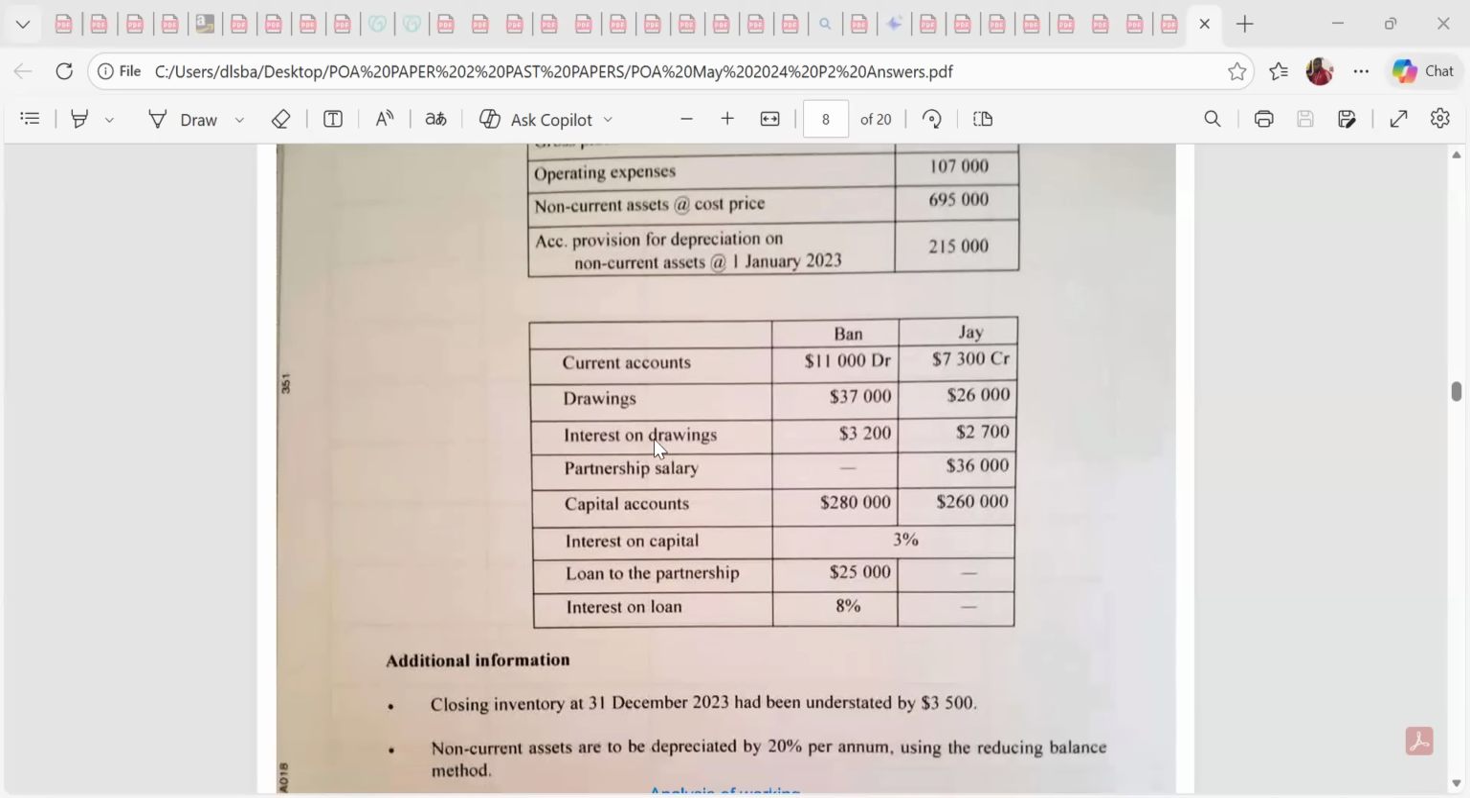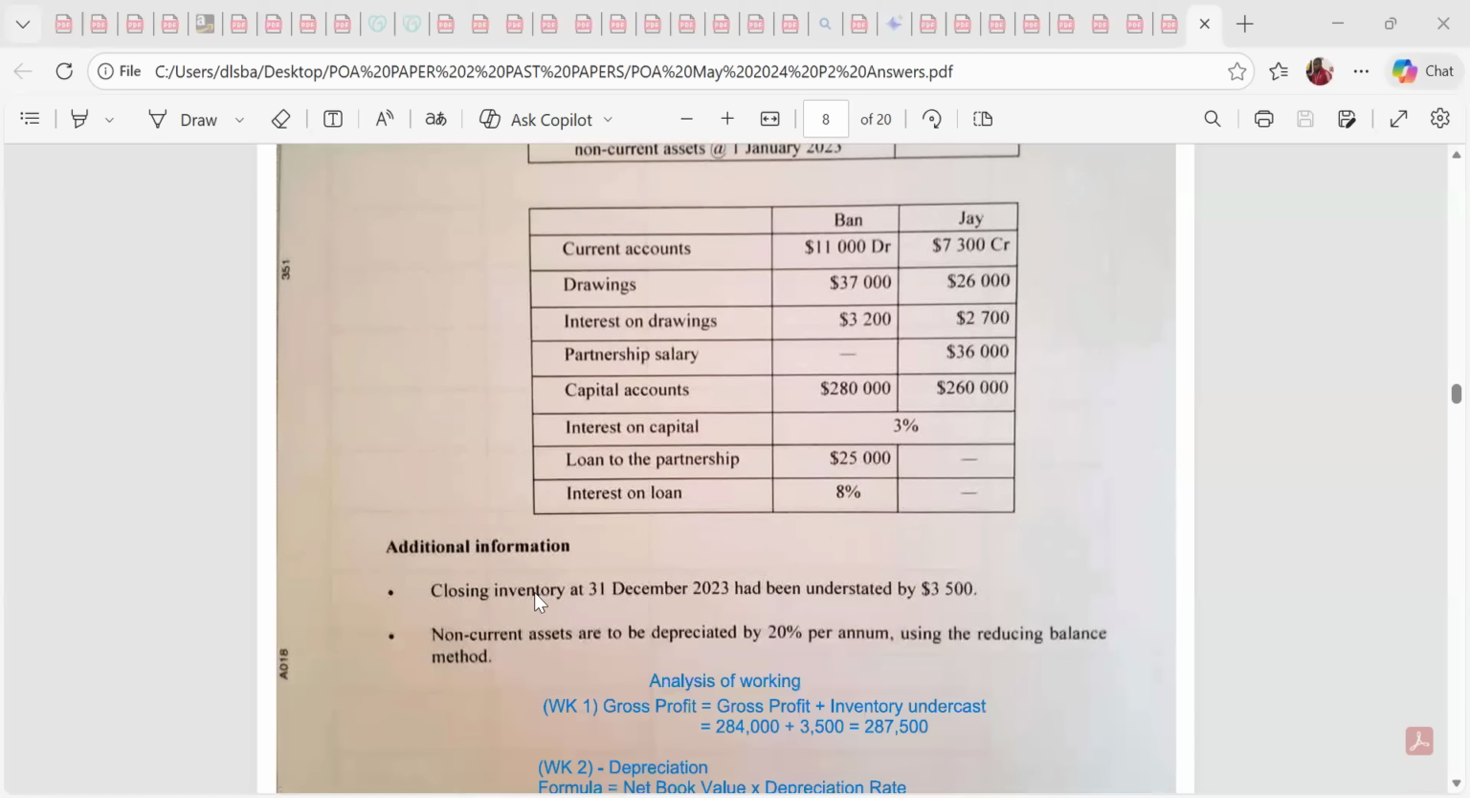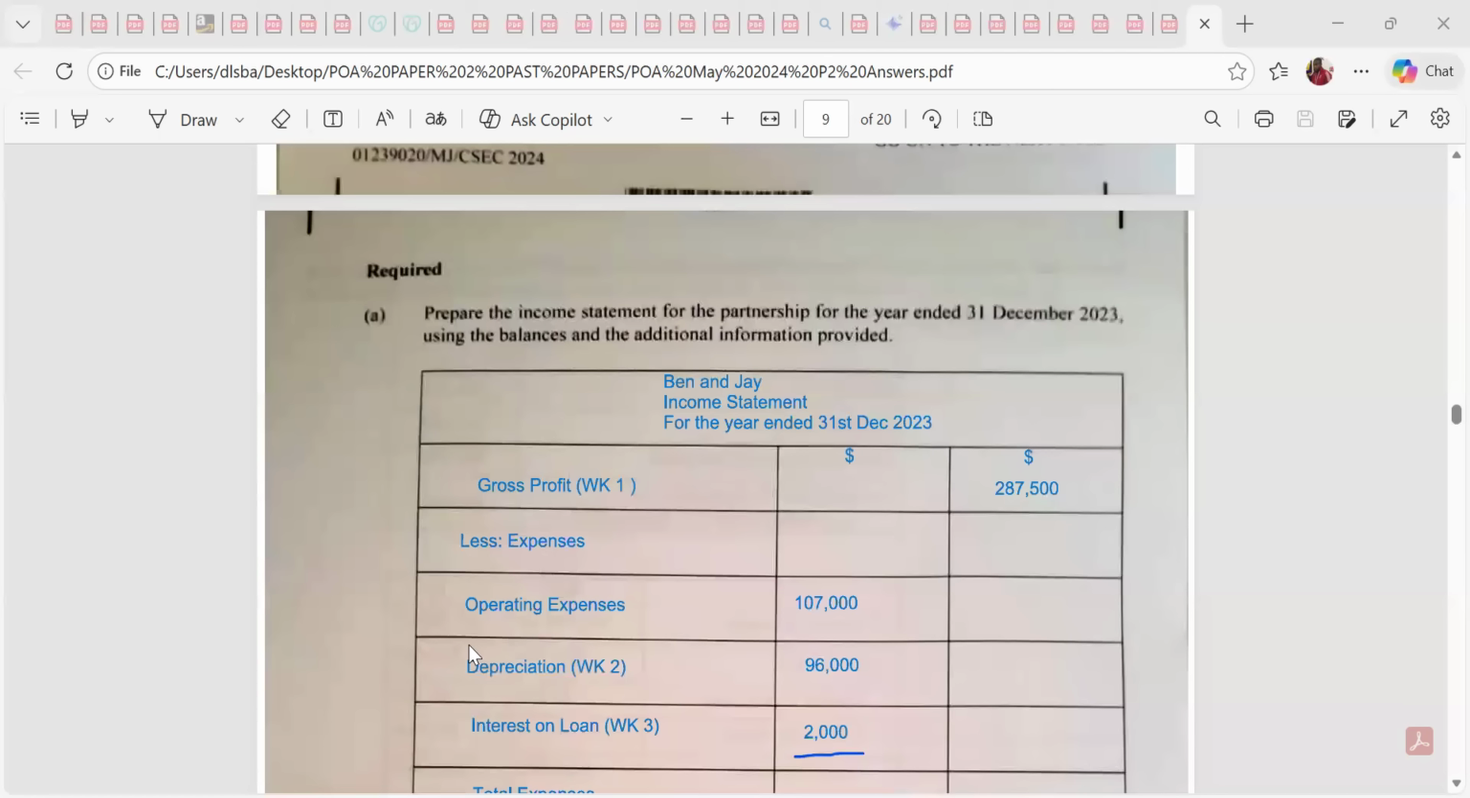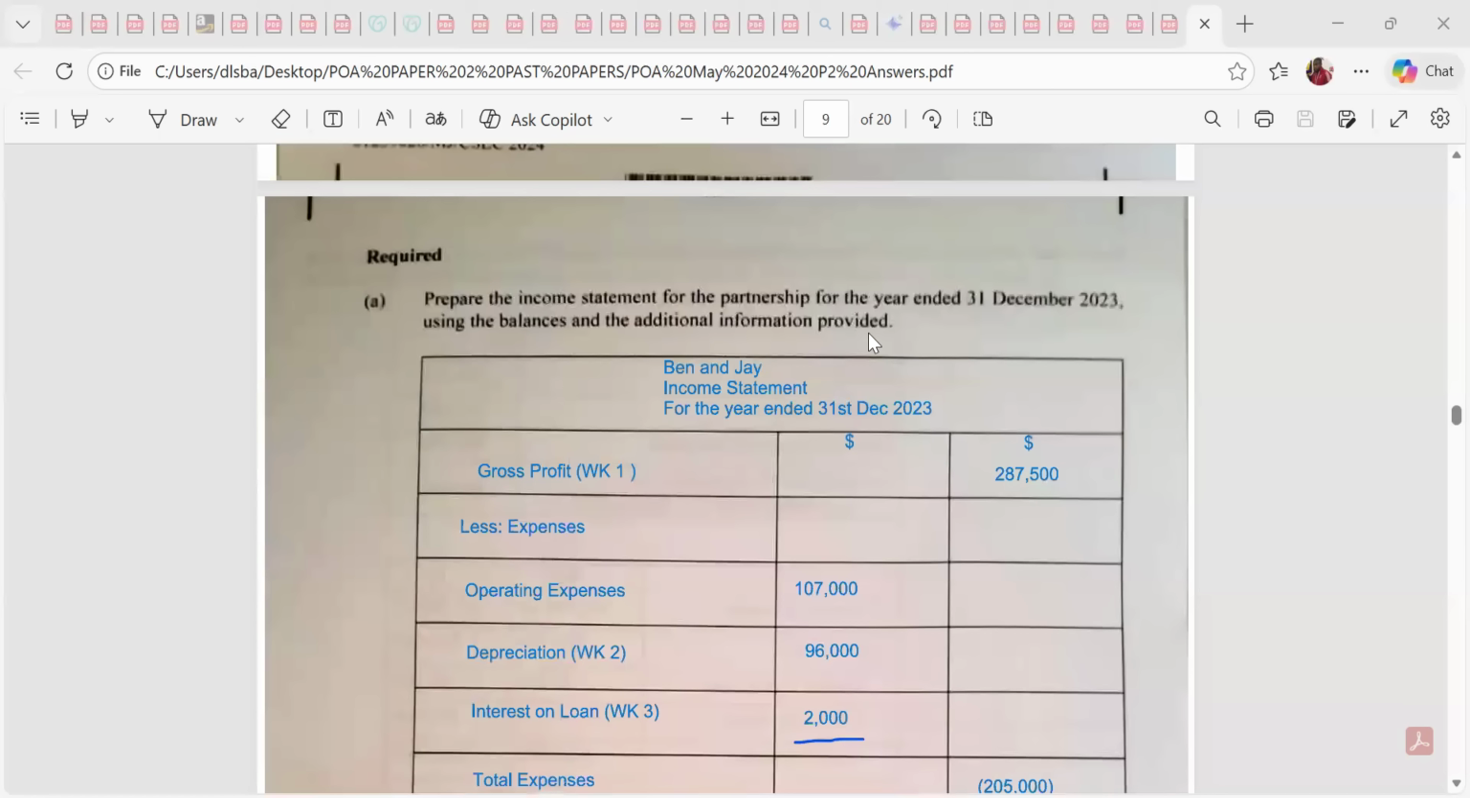So they gave us this information, and then they said closing inventory had been understated by 3,500. And it said non-current assets are to be depreciated by 20% per annum using the reducing balance method. And the first thing it asks us to do is prepare the income statement for the partnership for the year ended 31st of December 2023, using the balances and the additional information provided.